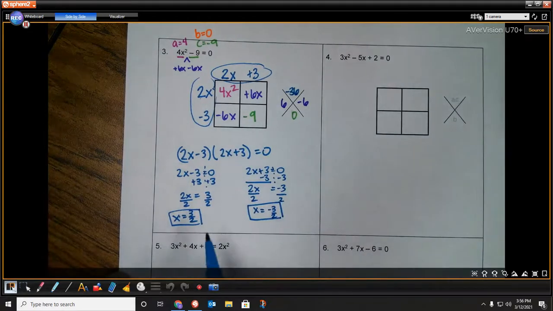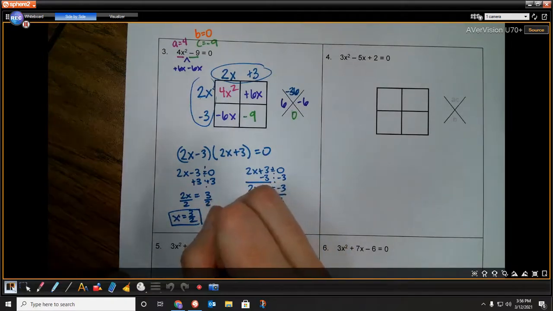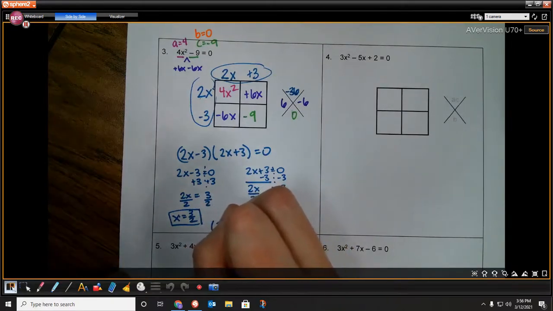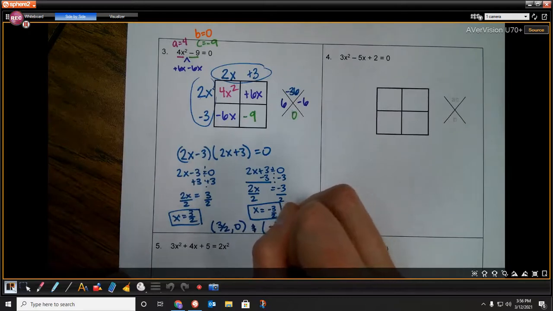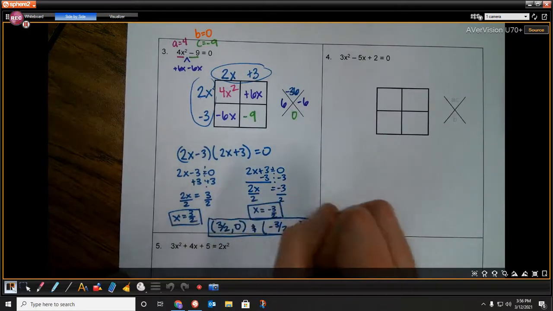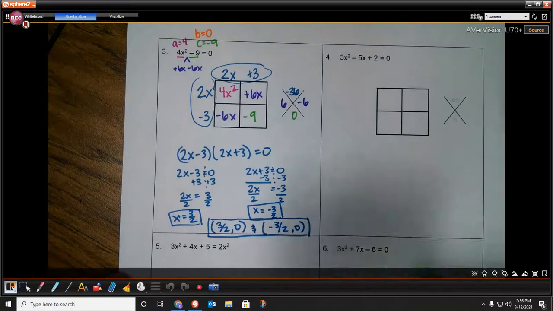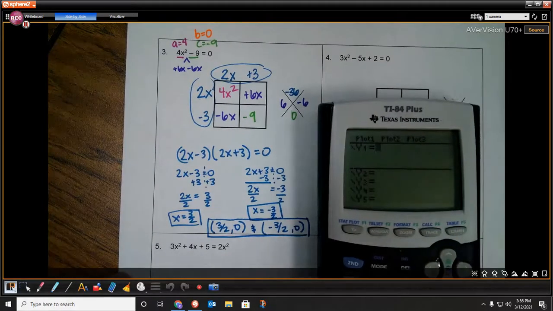So we can write it as 3/2 or negative 3/2. And remember, this means that our two solutions are 3/2, 0, and negative 3/2, 0. Oh no, and you know what I forgot to do on this one? I forgot to graph it. So let's go ahead and do that. We can see here that we have 4x squared minus 9.